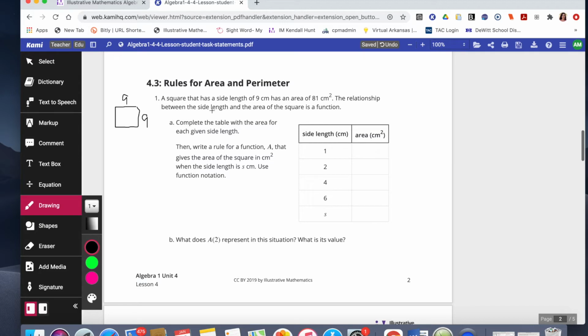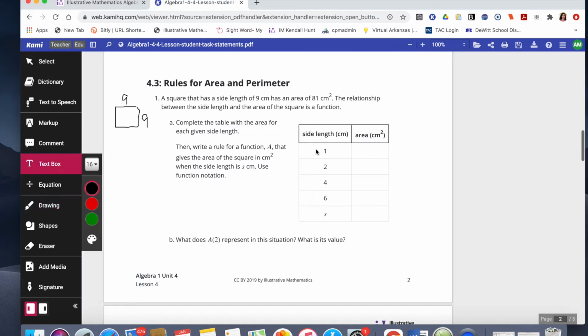All right, so the relationship between the side length and area of a square is a function. Complete the table with the area for each given side length. So when the side length is 1, the area, 1 times 1, is 1.